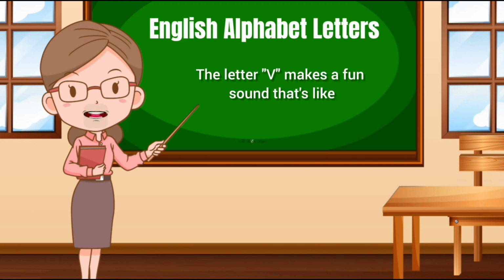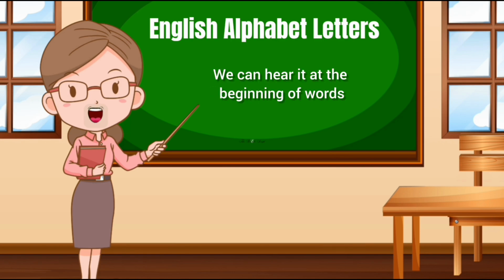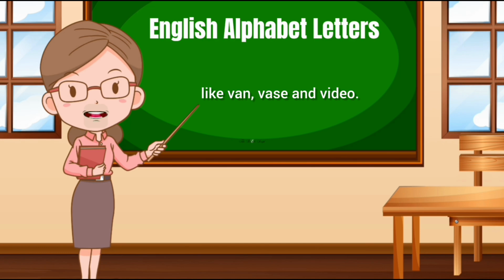The letter V makes a fun sound that's like a buzzing bee. That's the sound of V. We can hear it at the beginning of words like van, was, and video.